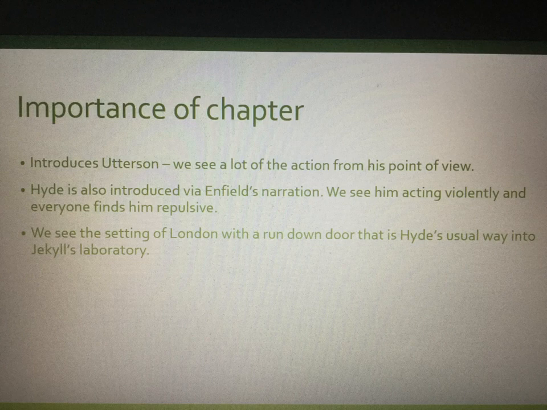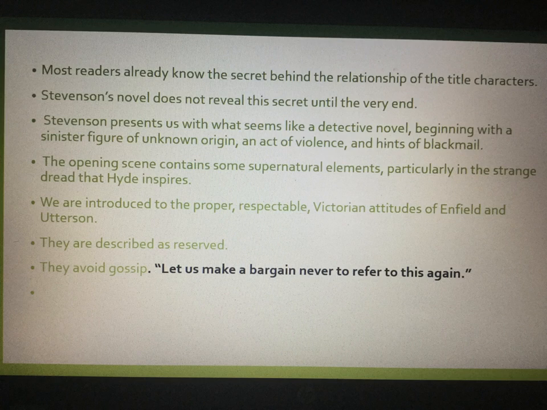Most readers will already know the secret behind Jekyll and Hyde before they read the book. Stevenson's novel does not reveal this secret until the end. And he presents us with what seems like a detective novel, beginning with a sinister figure, an act of violence, and hints of blackmail. The opening scene contains supernatural elements, particularly in the strange dread that Hyde inspires. As I said earlier, the whole crowd, everyone finds him repulsive.